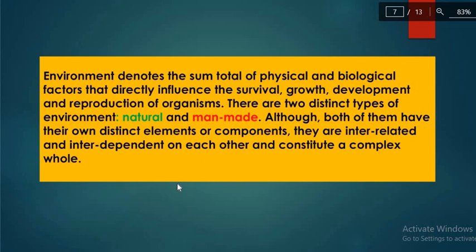Because man-made environment is made taking the resources from the natural environment. So they are interrelated and interdependent on each other, and they constitute a complex whole. Meaning they both combine together and that makes a complex whole.